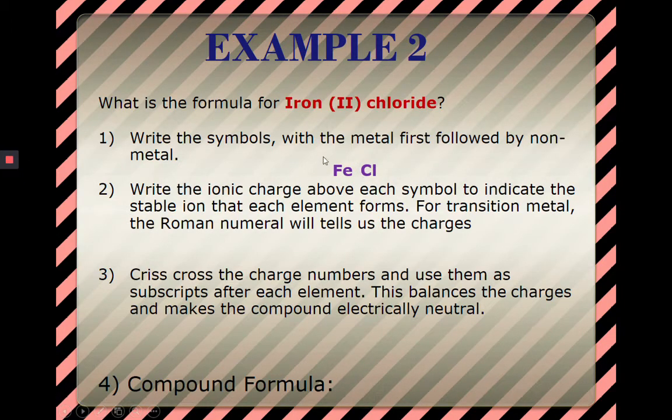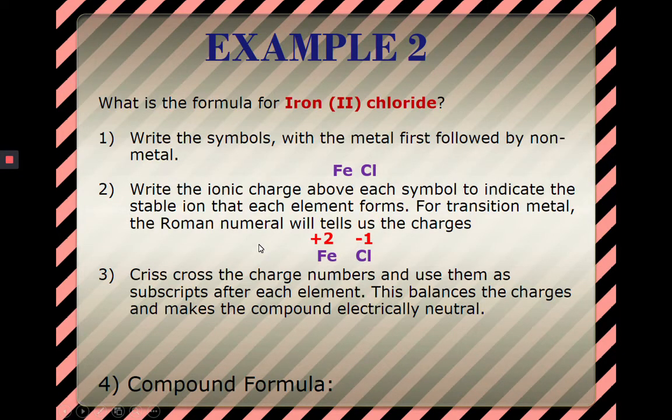We know that iron is a transition metal, a metal that has more than one charge. How are we going to determine whether this iron is 2 plus or 3 plus? It is based on this Roman numeral. Here we have iron 2, so that means the charge for this ion is positive 2. And chlorine, we know, is negative 1.